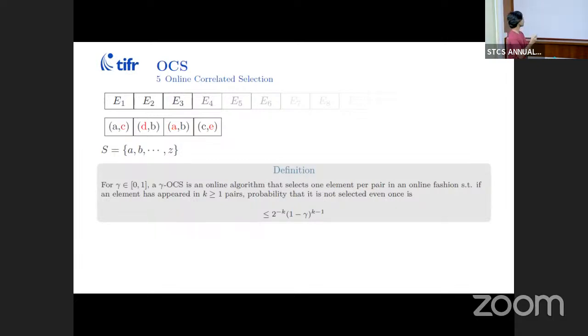Let us assume first that we decided to flip a coin and select elements at every step. Then if an element appears k times, the probability that it is not selected at the end of k times is 1 by 2 to the power k. Does that make sense?